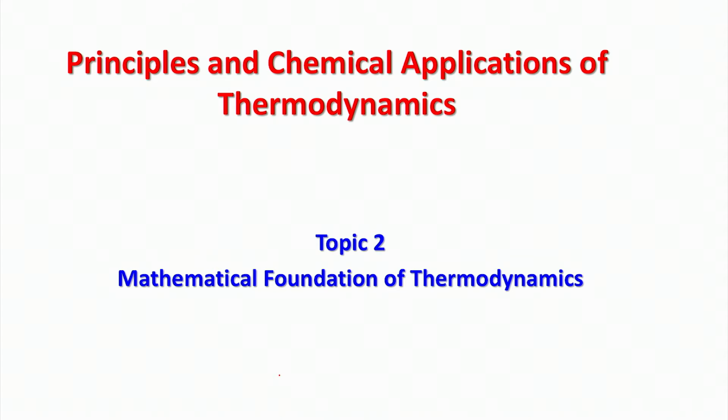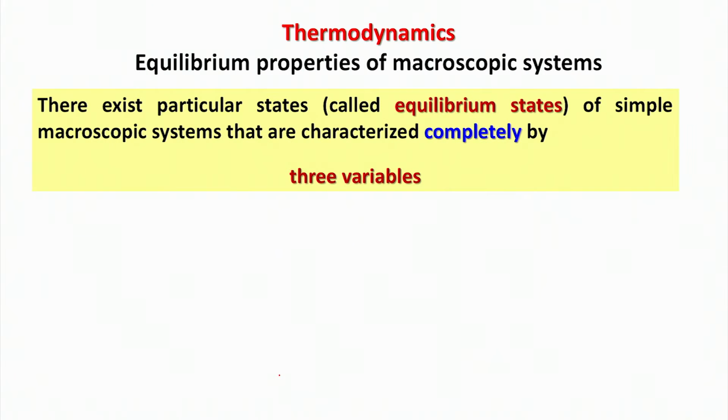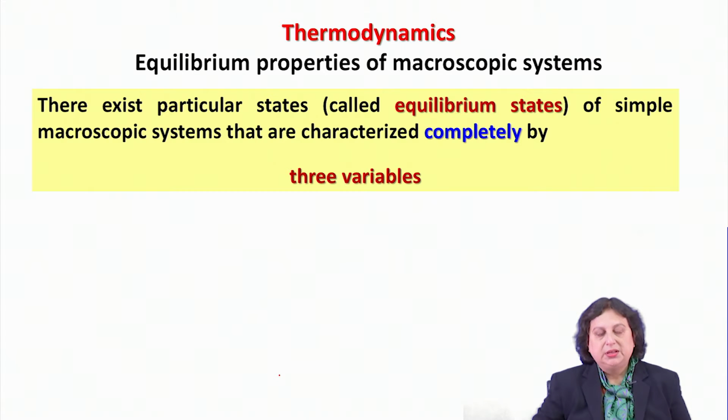To explain where this mathematics comes in, let me remind you that we have already discussed that the equilibrium properties of a macroscopic system are quantified in terms of some states or equilibrium states. And for any given system, we require three macroscopic variables to define the equilibrium state of a macroscopic system.